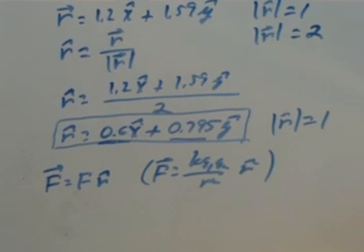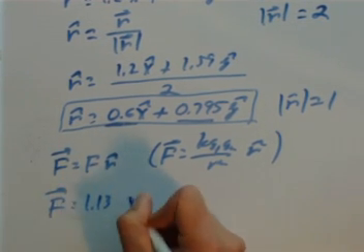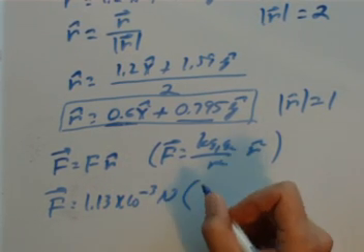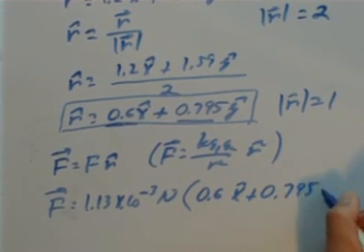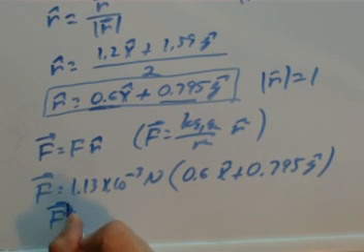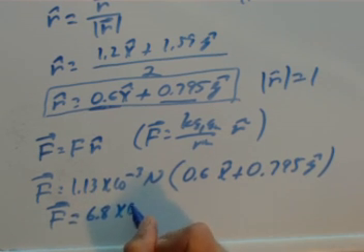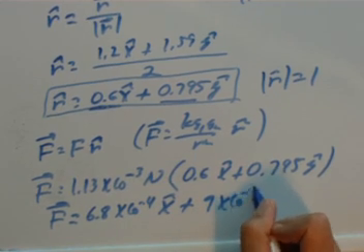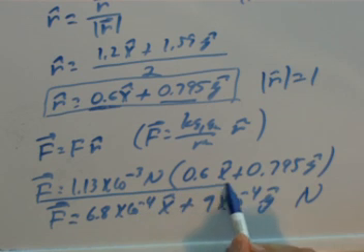Remember, that still holds. So all we have to do to get the net force vector is multiply the 1.13 times 10 to the minus 3 newtons by the r hat vector, 0.6 x hat plus 0.795 y hat. Just multiply it like that. And what we'll get when we're done is a force vector which is 6.8 times 10 to the minus 4 x hat plus 9 times 10 to the minus 4 y hat. And of course the whole thing is in newtons here. So this is our result.